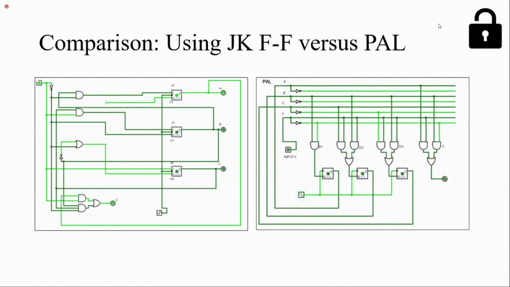So I narrowed it down into 2 different possible circuits: using the JK flip-flops with the traditional AND and OR gates and NOT gates, or using a PAL. So these are the 2 different circuits that would work that I could use. Does anyone have any questions?